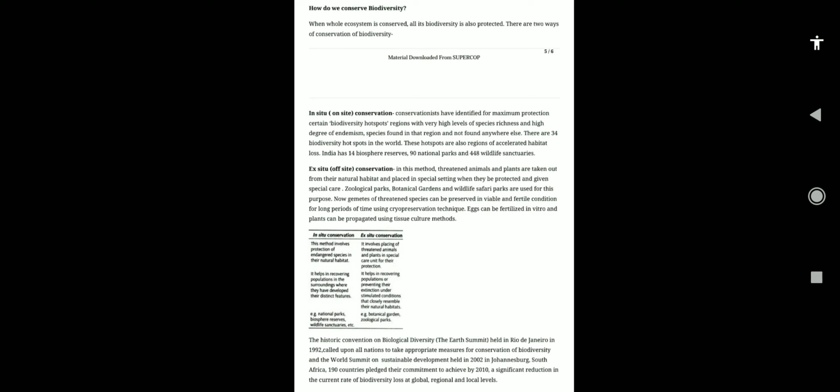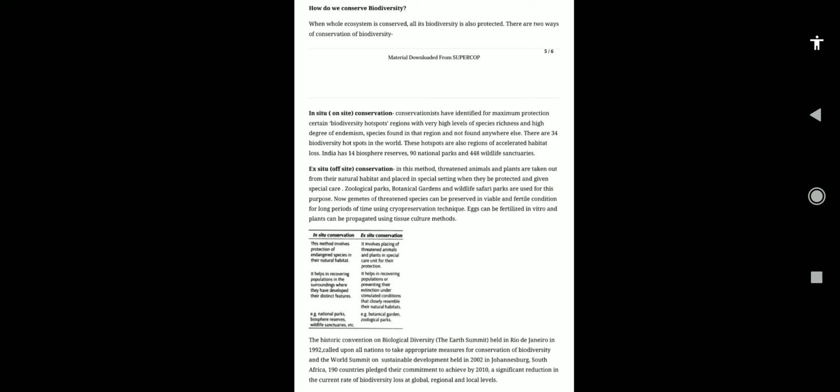And the second part we have studied is conservation: in situ, in their natural habitat, and ex situ conservation, outside their natural habitat under the care of human beings. And for conventions we have learned the Earth Summit, which was held in Rio de Janeiro in 1992, and the World Summit on Sustainable Development, held in Johannesburg in South Africa in 2002.